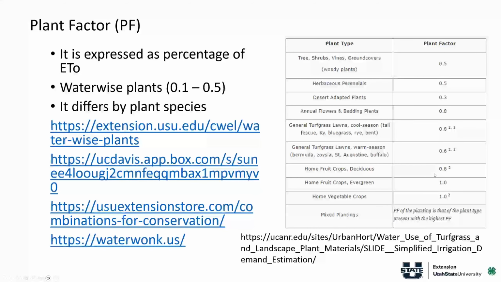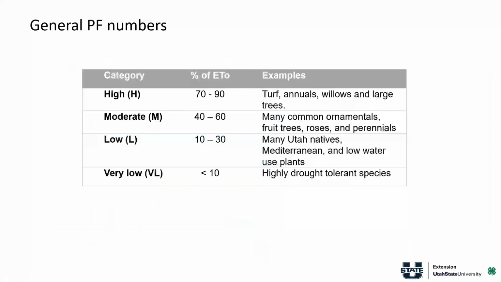Fruit crops, as I told you, are a little higher than regular trees. It's 0.8, 0.9. Home fruit crop, evergreen is 1. Home vegetable crops is 1, 0.9 sometimes. But then these links will tell us if the plants are water-wise or not. And we can use this chart usually, even if the list does not tell you the plant factor, it can tell the category, like if it is a high, moderate, low, or very low water using plant.